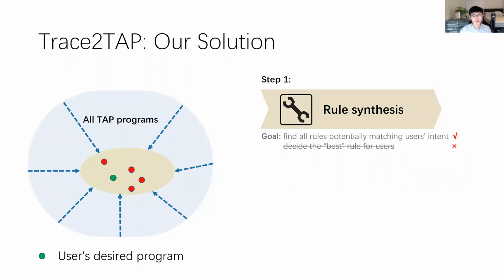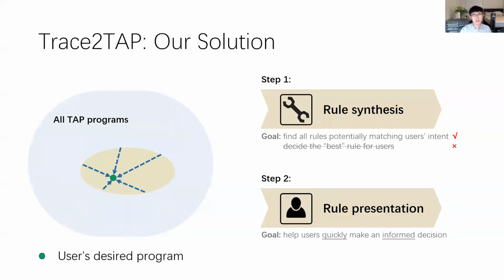Our solution for finding what the user really wants takes two steps. First, we use formal methods to synthesize all the rules that can automate some manual actions, not necessarily the best. Then, we carefully cluster, rank, and visualize these rules to help users find the rules they want quickly.